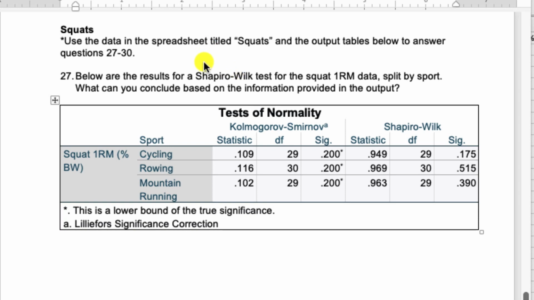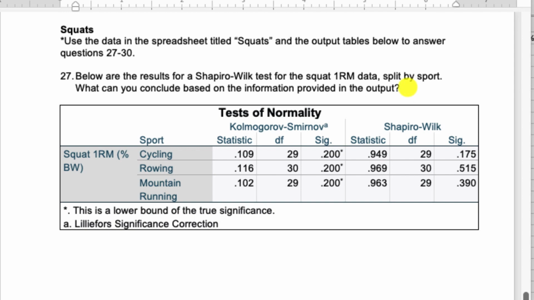For the squat section, we will be using both the spreadsheet in our Exam 1 review data listed as squats, as well as these output tables to answer our questions. So below are the results for a Shapiro-Wilk test for the squat 1RM data split by sport, which we can see cycling, rowing, and mountain running each have their own result. What can you conclude based on the information provided in the output?